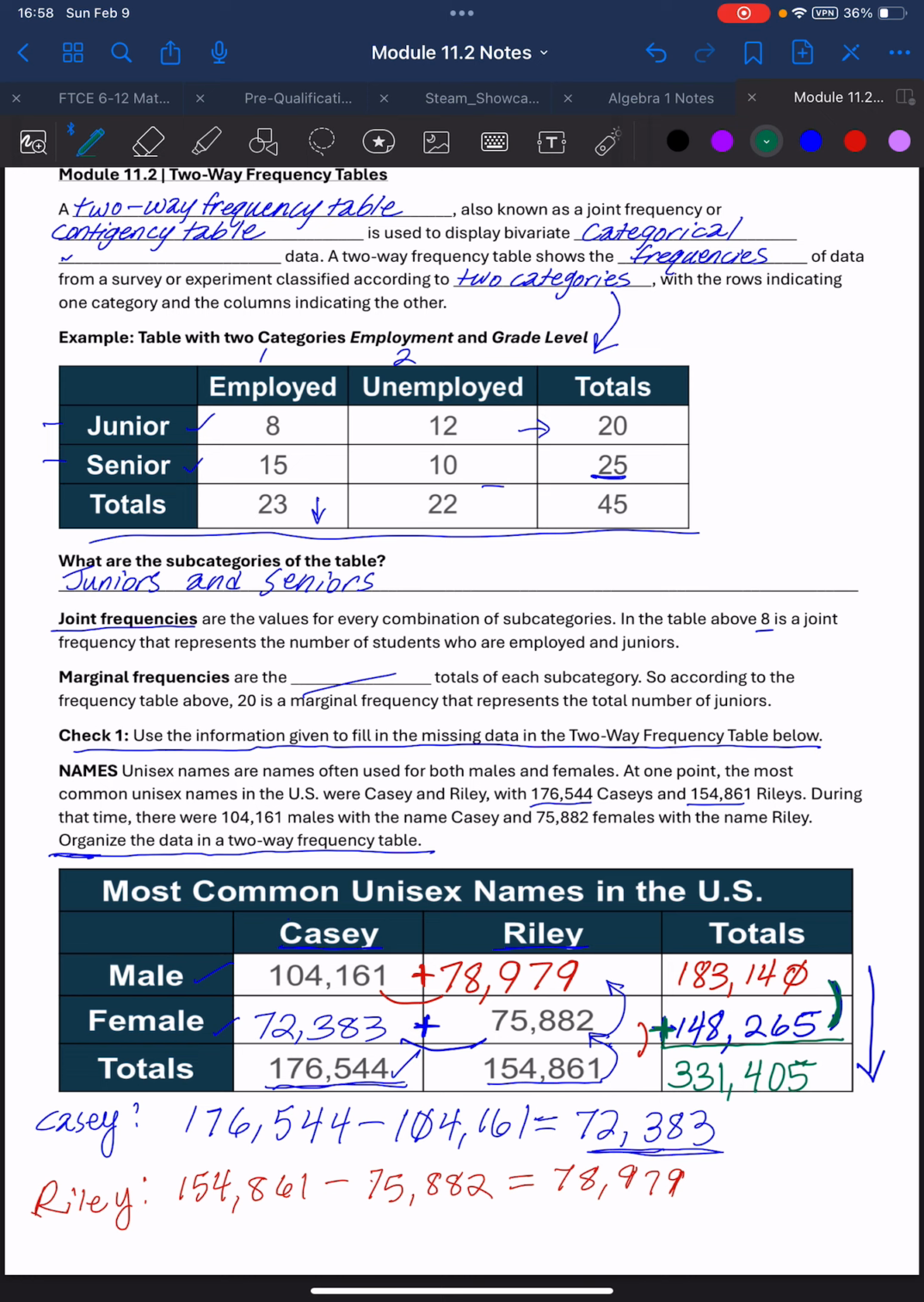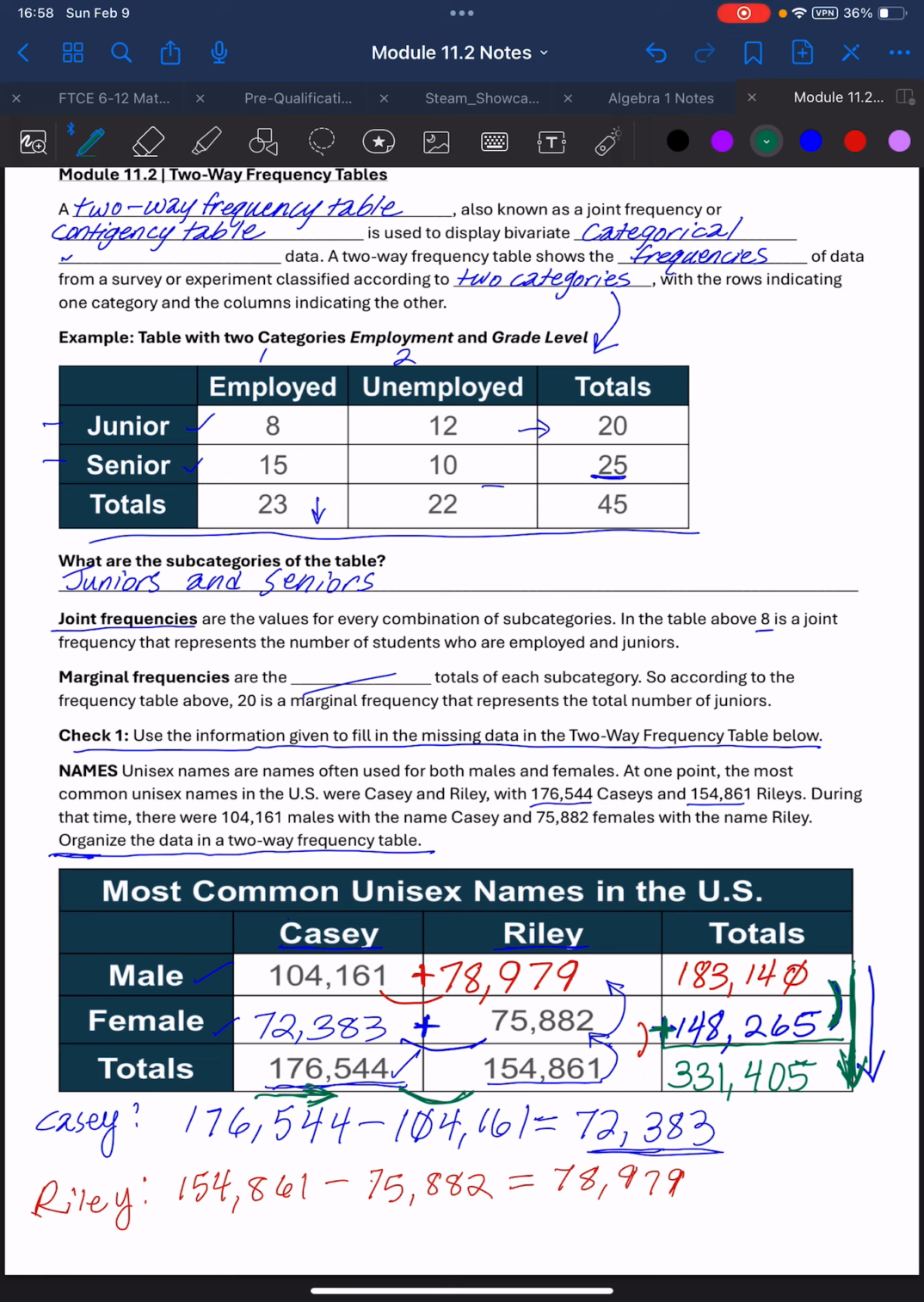Now, guess what? I'm sure you might have noticed by now. We can either add these number totals up vertically, this way, or the second way, two-way, we can add these two numbers up from left to right, and we'll get the same thing. If I add 176,544 plus 154,861, I will get the same answer. So notice that's how I call a two-way frequency table.